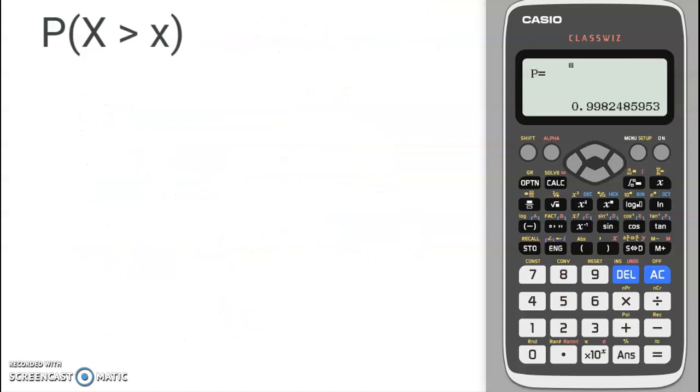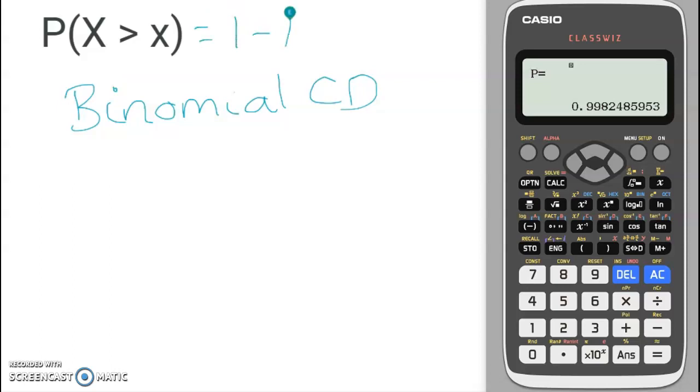Unfortunately, the Casio Classwiz doesn't do greater than probabilities. This is where we need to use our knowledge and our understanding of discrete random variables. If we are asked for the variable x being greater than the value x, we can still use our binomial CD function, but we need to remember that this is the same as 1 minus the probability x is less than or equal to x.